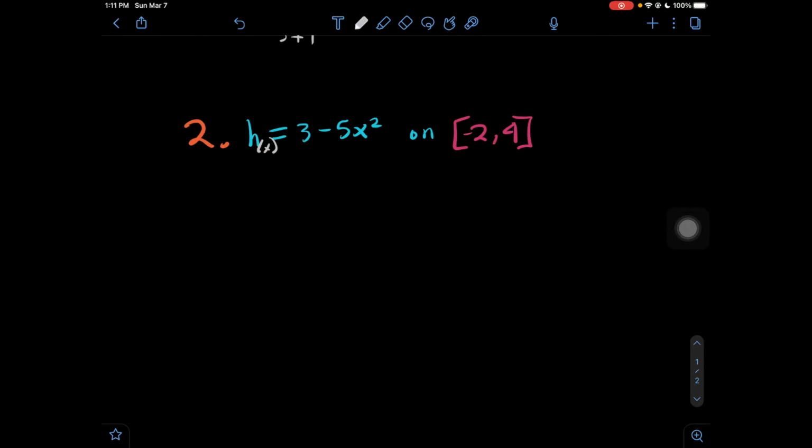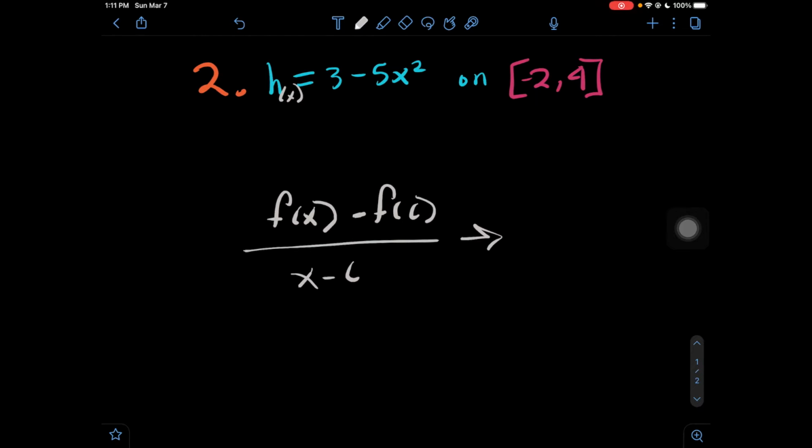So now again, the basic form for rate of change is f(x) minus f(c) over x minus c. So let's do what we just did in practice problem 1. So remember, it's c and x. So that means that our x value is 4 and our c value is -2. So let's just do substitution and see what we get. And remember, our function is 3 minus 5x squared. So we have f of our x value, which is 4.